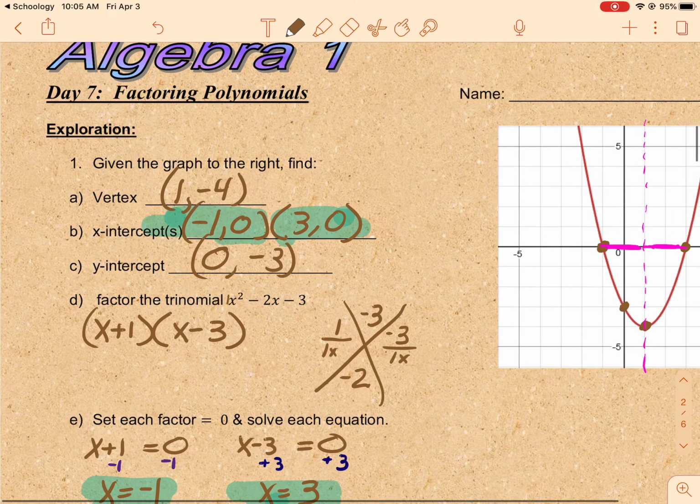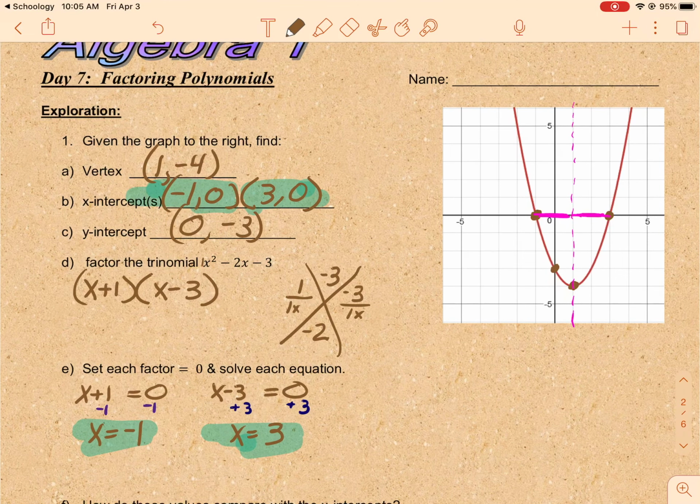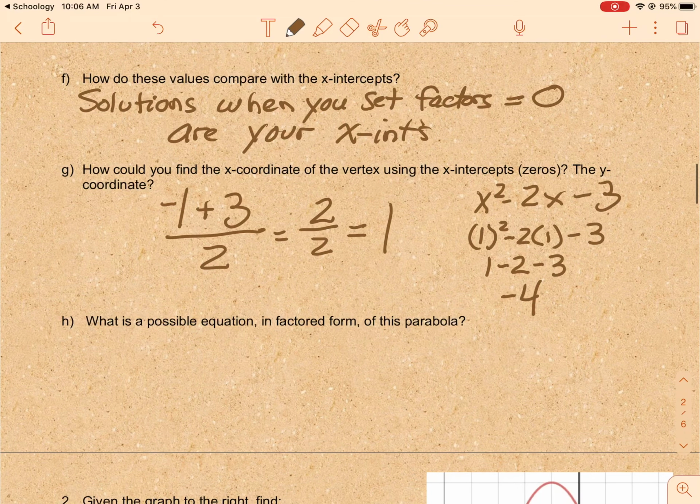So I want you to really notice using the factors to find the x-intercepts, and then know that the vertex is directly in the middle of that. And then to find the y value of it, you plug it right back in.